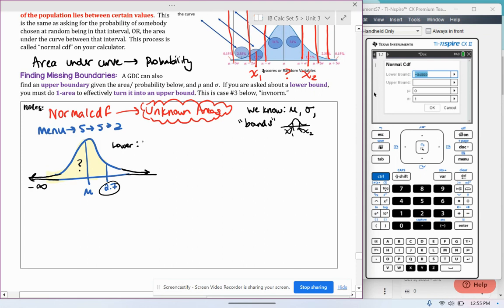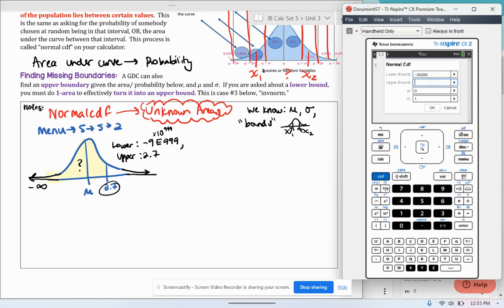You can type that in your calculator as, oh, dang, it's already in there. Negative 9 E, remember, scientific notation, times 10 to the 999 is kind of like what this says, right? That's our lower bound. And then our upper bound is going to be 2.7. So we would enter this into the calculator, right? Our upper bound is 2.7.